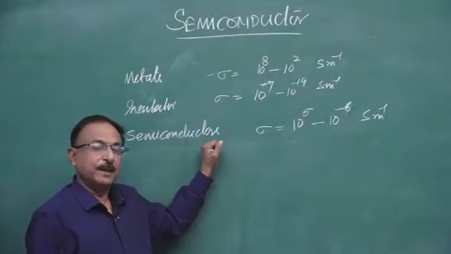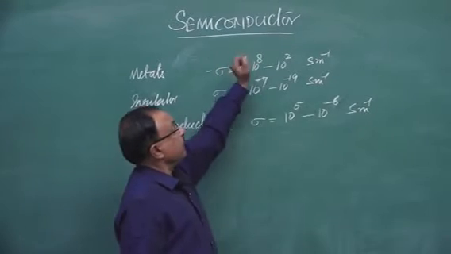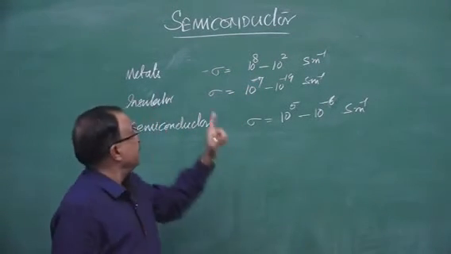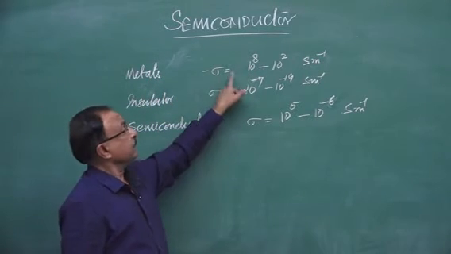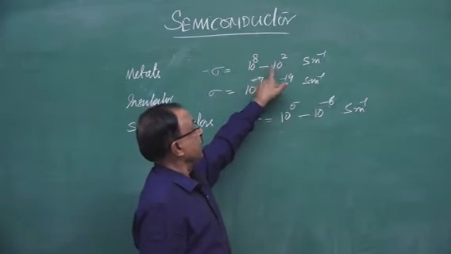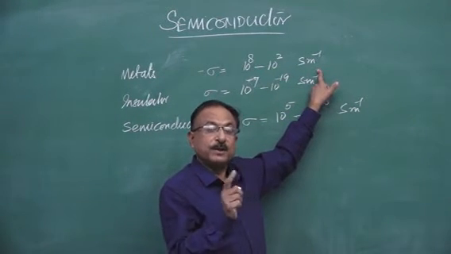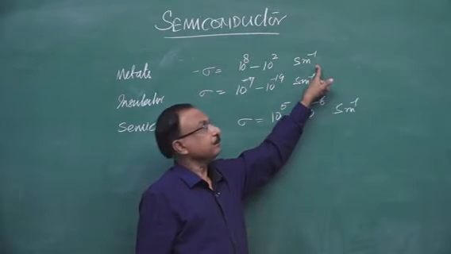Now we'll be taking another unit, that is semiconductor. Semiconductors are a different class of substance. We are familiar with metals, which are very good conductors. Their conductivity lies between 10 power 8 to 10 power 2 Siemens per meter. Siemens is the unit for the reciprocal of the ohm, so we call it Siemens per meter.